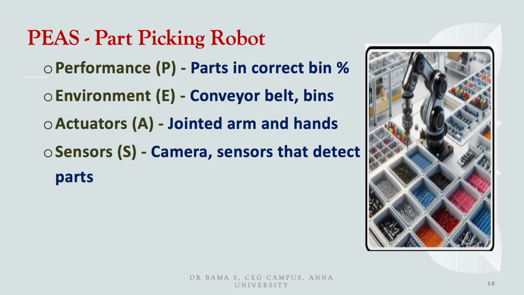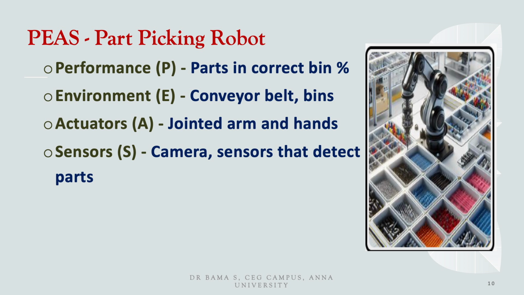And for this, the performance measure is the parts in the bin, which is the percentage correct in each part of the bin. So, that would be one type of performance measure that we could say. Another performance measure can be, say, how many sortings happen per second or per unit time.